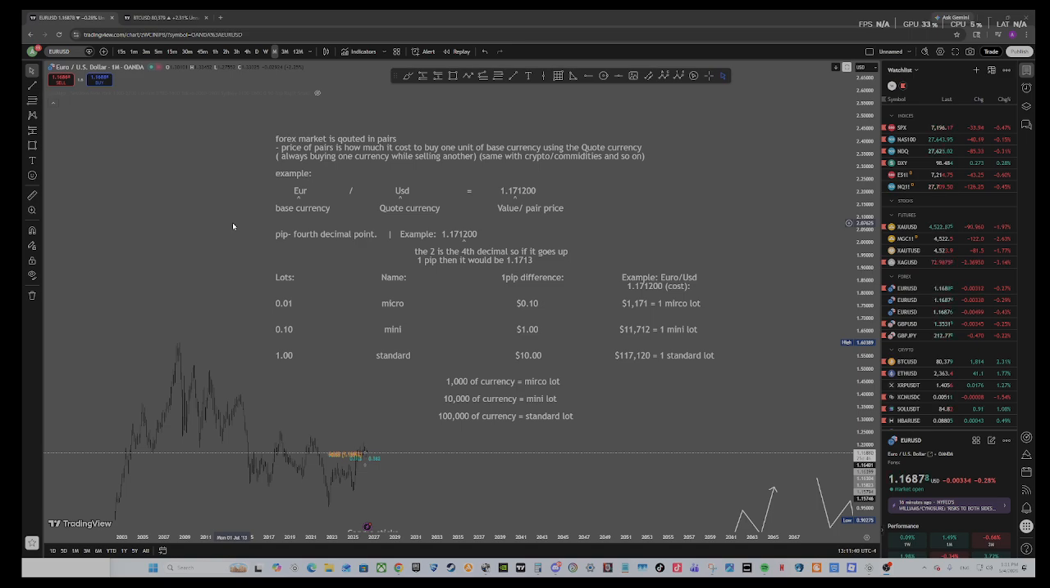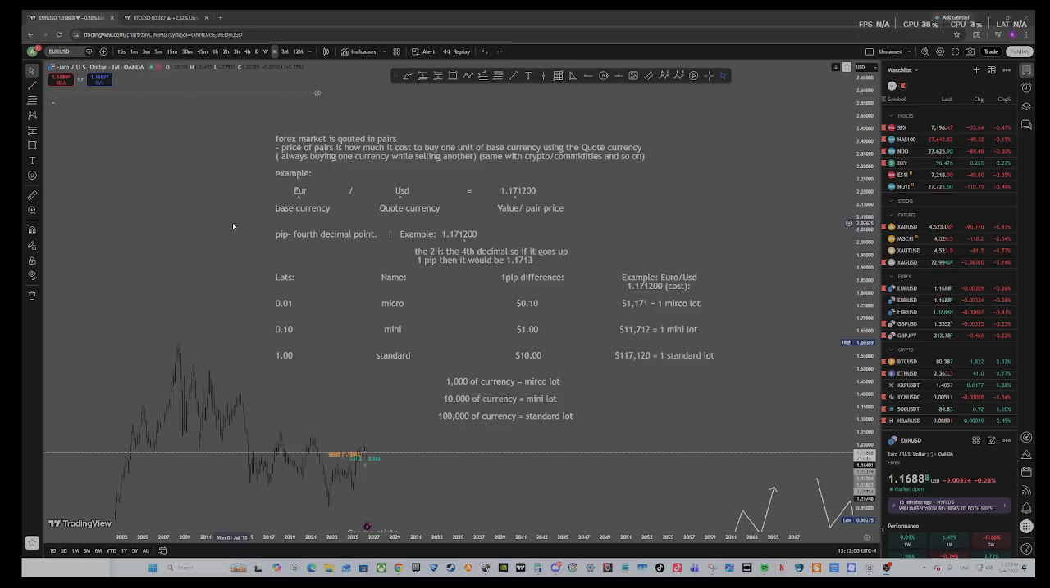So we have the point 10 lots, which is a mini. Each pip is a dollar up and down, right? Dollar up and down. $1. $11,712 is how much one mini lot would be, right?